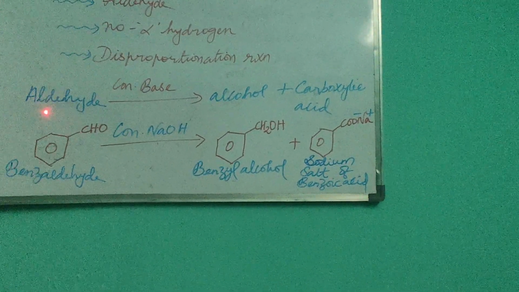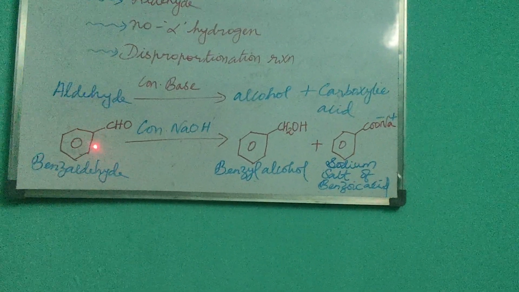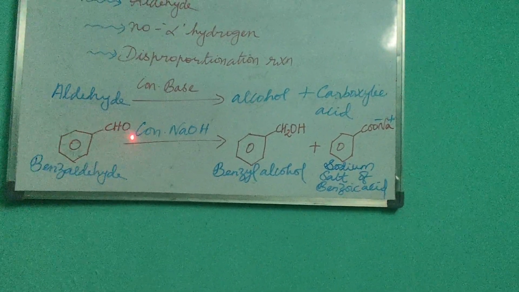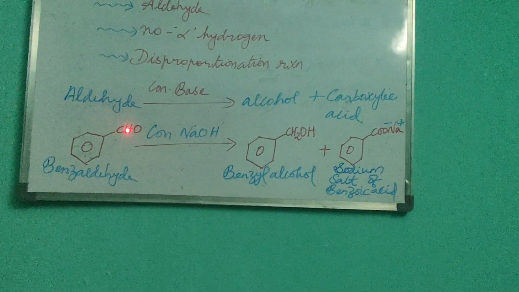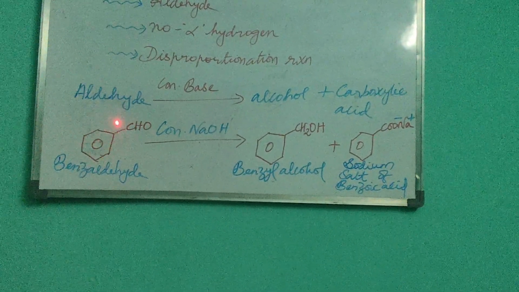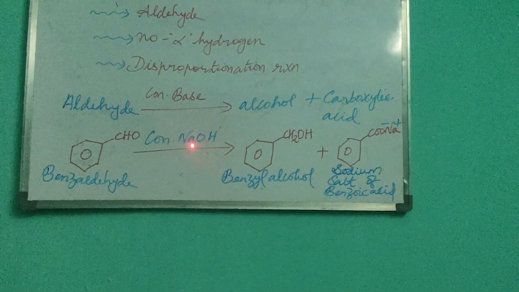Coming to the example, we take benzaldehyde. What is benzaldehyde? Benzene with a CHO group. As you know, the CHO group is an aldehyde group, directly attached to the benzene. So this is benzaldehyde, which reacts with concentrated sodium hydroxide.